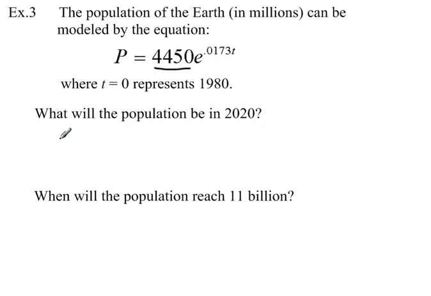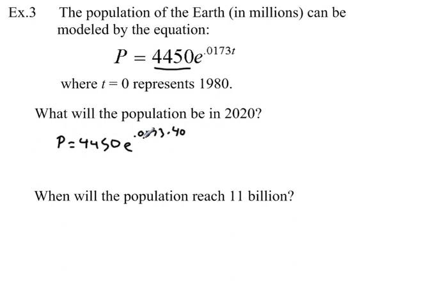Okay, so what will be the population in 2020? So let's figure that out. So the population will be the starting amount times e to the growth rate times t. Now careful, do not put this in place of t. If 0 was 1980, this is how many years past 1980? It's 40 years past 1980. So if we put a 40 in that spot, we should be good to go.